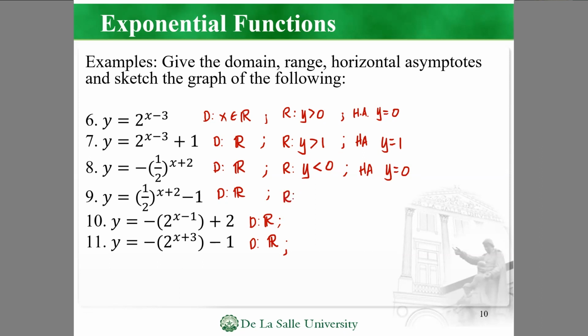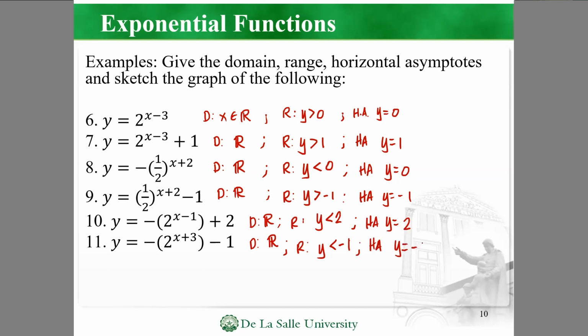Okay? So here, y is what? Can you tell me, guys, please? Greater than -1 because your horizontal asymptote is -1. Next, please. Next, y is less than 2. Tama. Last one. Y is, very good, less than -1. Tama. Because your horizontal asymptote is 2. Your horizontal asymptote is -1.